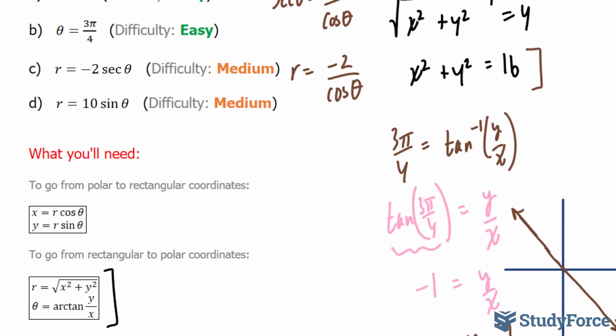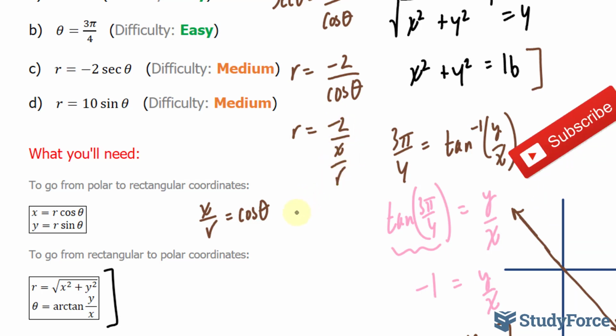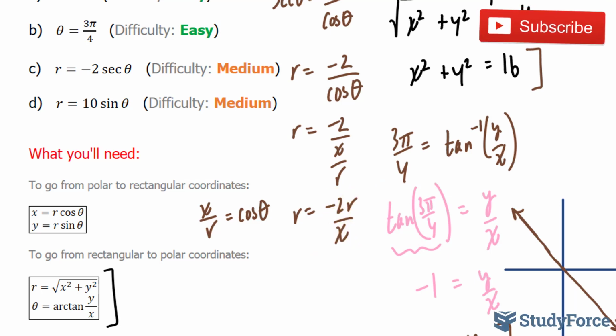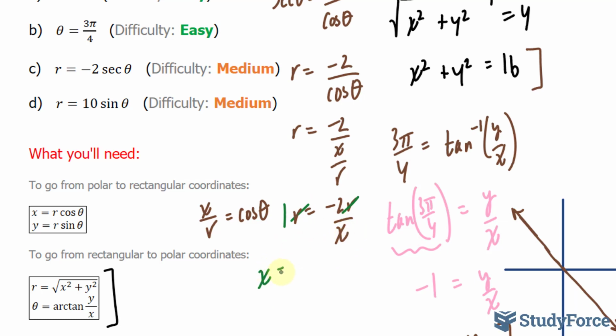The next thing that I'll do is use this relationship where x over r is equal to cosine theta. All I did was divide r in both sides, and I ended up with x over r. So I'll replace this bit with x over r. And simplifying this fraction, we should end up with negative 2r over x. That being said, I can divide both sides by r, given that there's an r here and an r here. Both of these r's will cancel out. This becomes a 1.